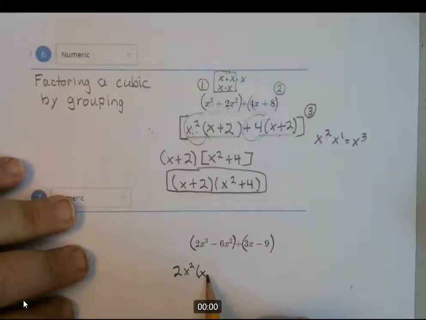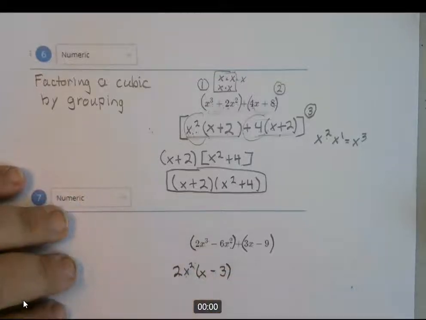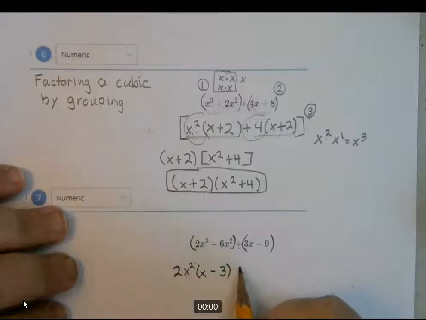2x squared times x to the first gives you 2x to the third. You add the exponents. 2x squared times what gives you negative 6x squared? Well, I already have the x squared, so I don't need anything with an x in it. So I've got to have 2 times what gives you negative 6, and that would be negative 3. Now I have the plus sign.